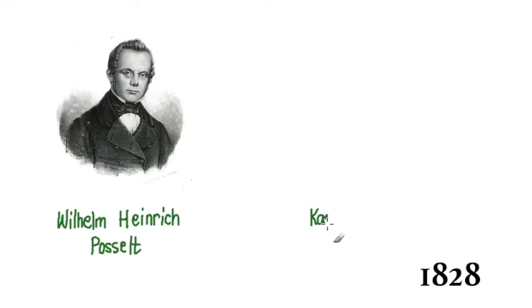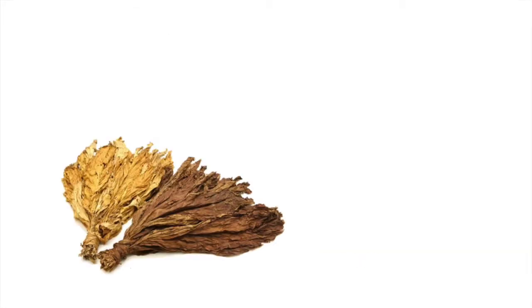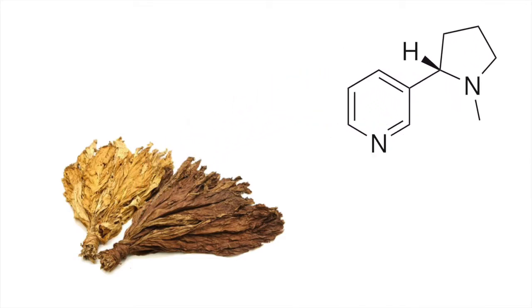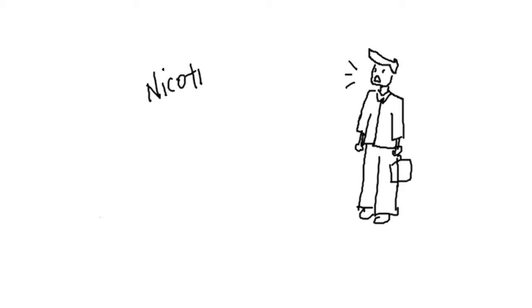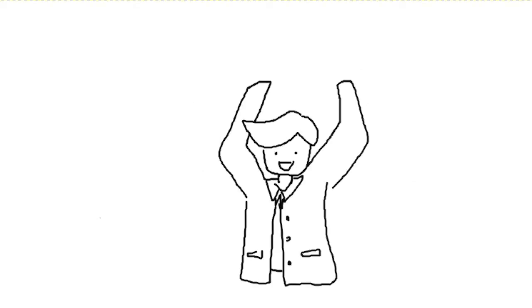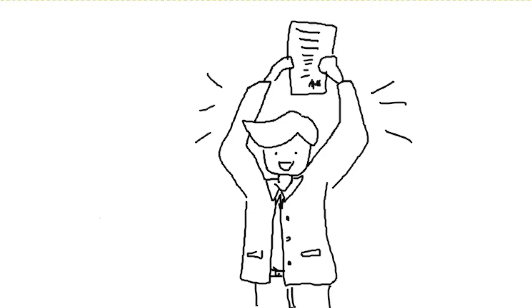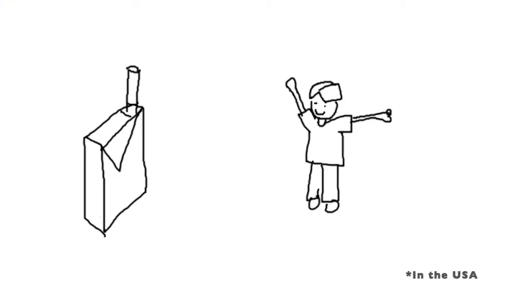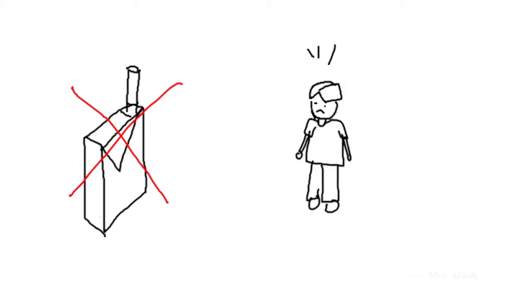In 1828, two Germans, Wilhelm Heinrich Posselt, a doctor, and Carl Ludwig Reimann, a chemist, first isolated nicotine from the tobacco plant and identified it as a poison. By the end of the 19th century, lawmakers had begun to realize the harmful effects of nicotine. Laws were passed banning stores from selling nicotine to minors in 26 states by the year 1890.